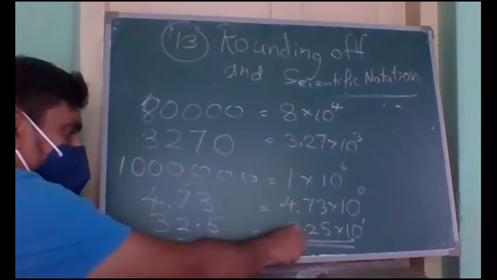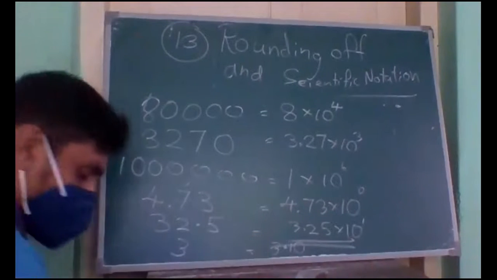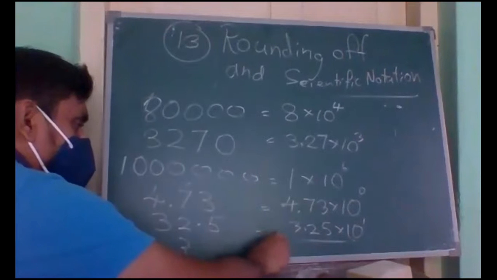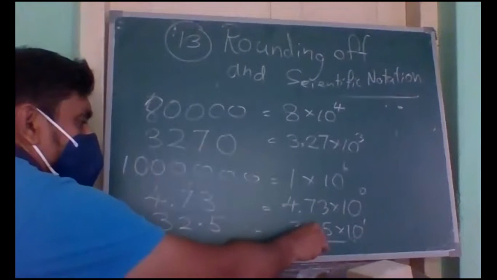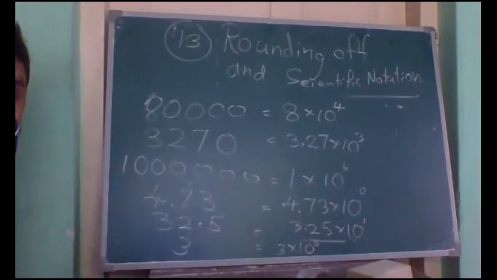Okay. Final one. 3 into 10 to the power 0. 10 to the power 0 will give you the same answer, right? 3 into 10 to the power 0. So same thing, right? Okay.